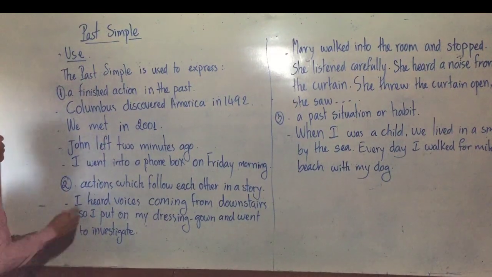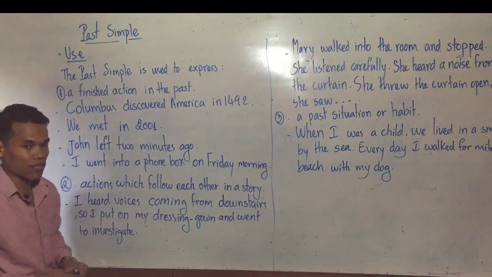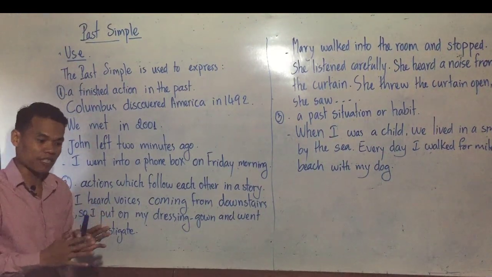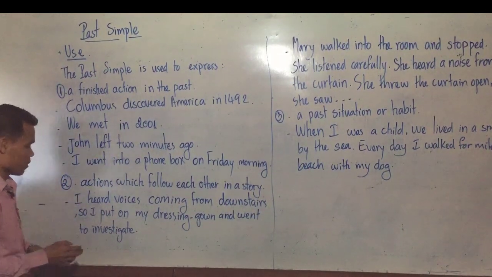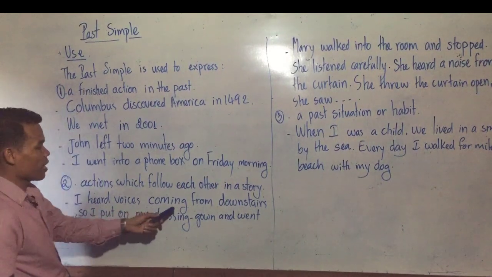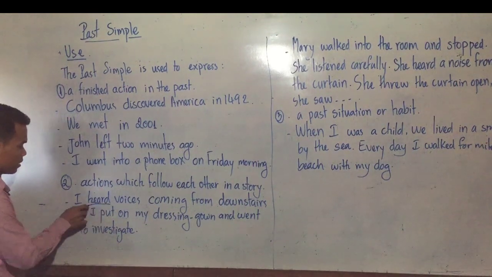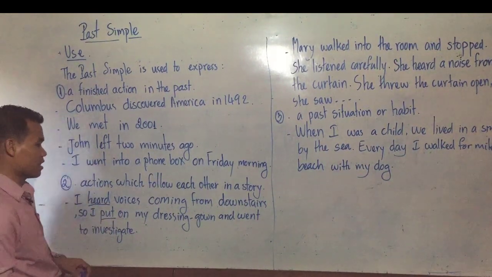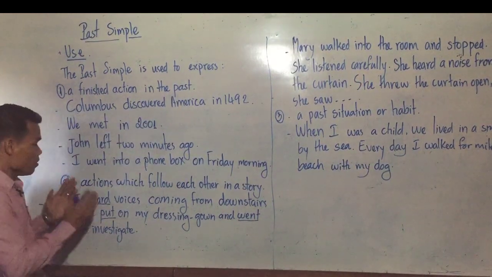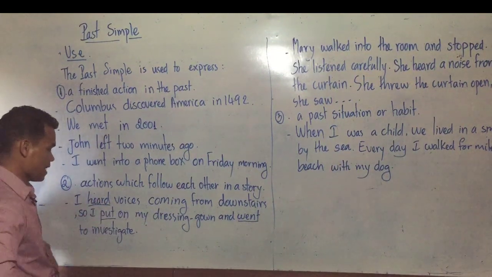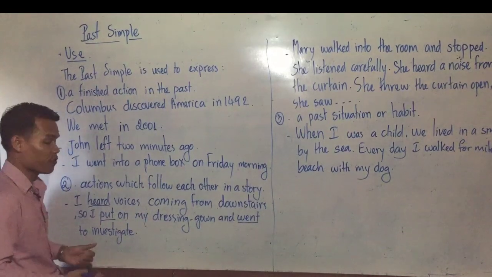Number two is that past simple is used to express actions which follow each other in a story. Which follow each other in a story, something like it happened chronologically. We can say that. For example, I heard voices coming from downstairs, so I put on my dressing gown and went to investigate. First I heard voices and then I put on my dressing gown. After that I went to investigate it.